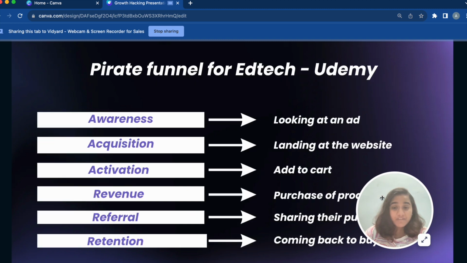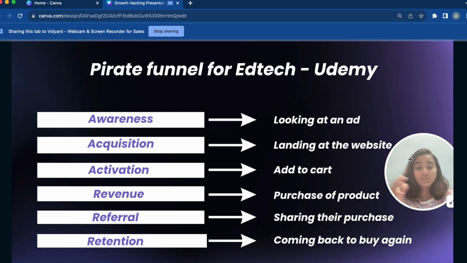First is the pirate funnel for edtech. For example, let's take Udemy. Here awareness is looking at an ad, acquisition is landing on the website or a landing page. Activation is when you add it to cart. Revenue is when you purchase the product, and referral is when you share the product with your friends, family, or do social mentions. And at last, retention happens when you keep coming back to buy again because you love the product.